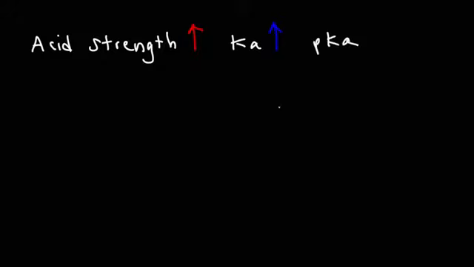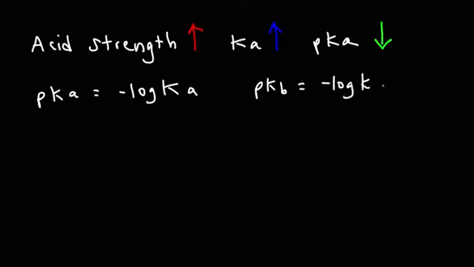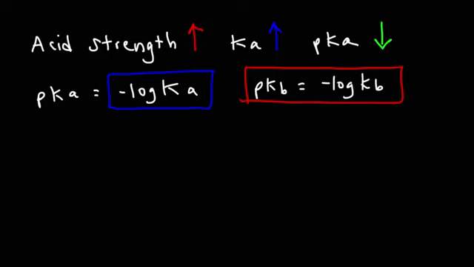Now, acid strength is inversely related to pKa. So the stronger acid is going to have the lower pKa value. pKa is equal to negative log of Ka. And pKb is equal to negative log Kb. So you want to add these formulas to your notes if you haven't done so already. Now, the pKa plus the pKb, these two add up to 14 at 25 degrees Celsius.